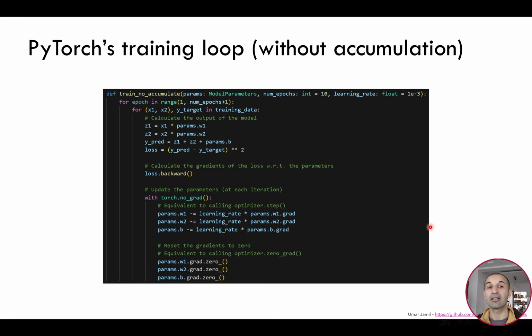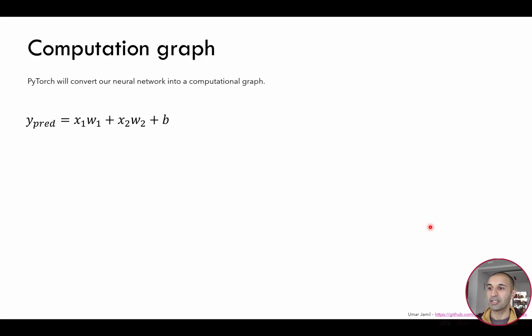Let's see graphically what happens when we do a training loop like this. Imagine we have our expression which represents the model. In this case it's a very simple expression, but imagine it's a very complex model, okay? What PyTorch will do is create a computation graph.